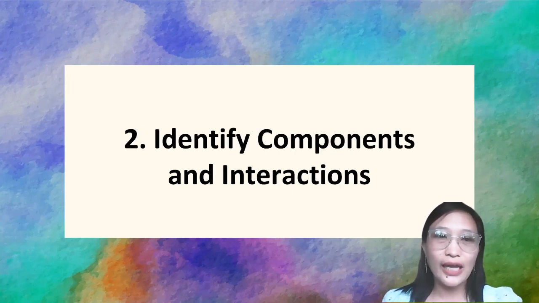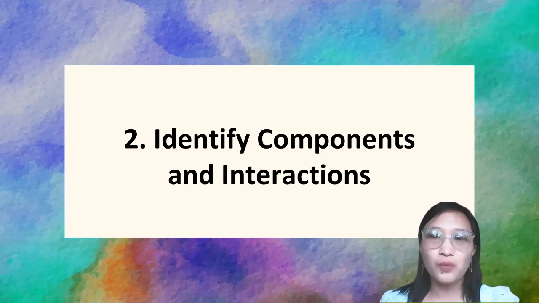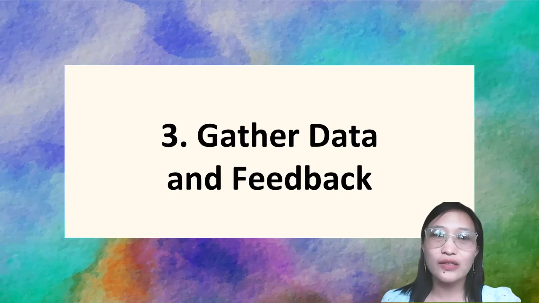And the second step is to identify components and interactions. You have to identify the key components of the small group system, such as members, tasks, communication, and channels. You also have to understand how these components interact and influence one another. And the third step is that we have to gather data and feedback. Collect relevant data and feedback about the small group's performance. This can include surveys, observations, interviews, or performance metrics.